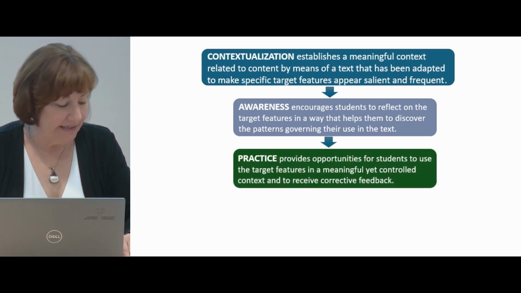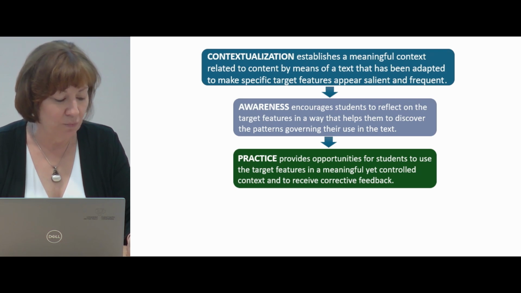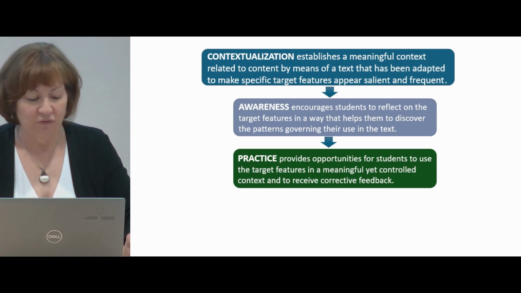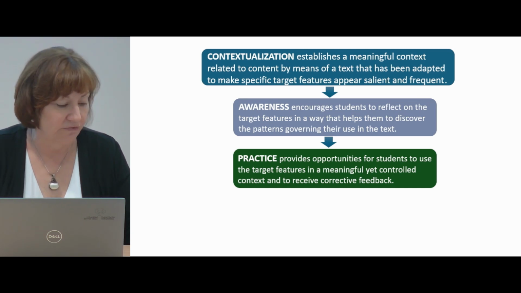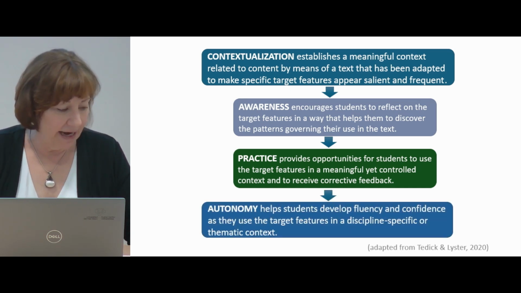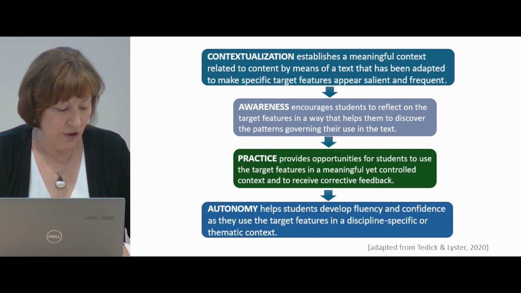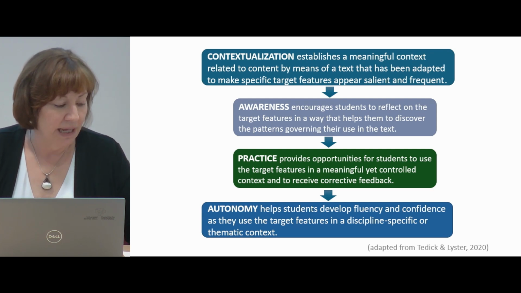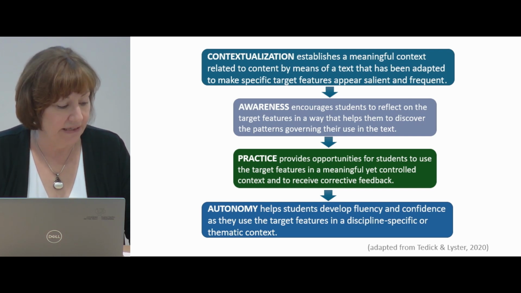And then the practice phase gives students opportunities to use the target features in a meaningful yet somewhat controlled or highly structured context. In this way, the teacher can provide corrective feedback specifically focused on that target feature. And then finally, in the autonomy phase, students are directed to use that target feature or form in a typical communicative task that you would have in the classroom that's related to the content, and the focus returns to meaning in this phase.